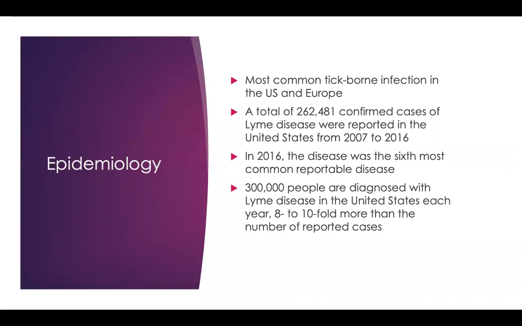So let's just talk about the epidemiology. It's the most common tick-borne infection in the United States and Europe. A total of 262,481 confirmed cases of Lyme disease were reported in the U.S. from 2007 to 2016. In 2016, the disease was the sixth most reportable disease. 300,000 have been diagnosed with Lyme disease in the United States each year, but about 8 to 10-fold more than the number of reported cases are actually reported.